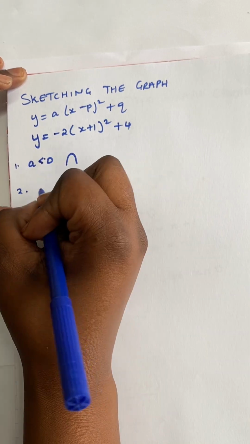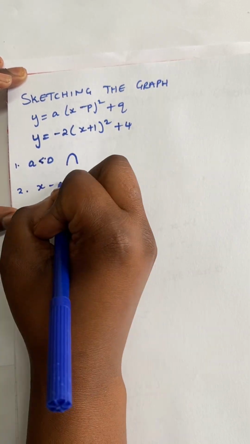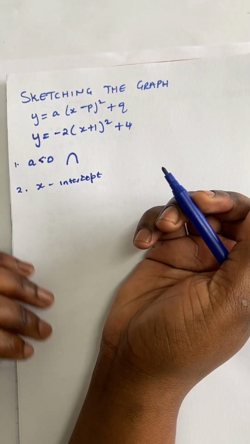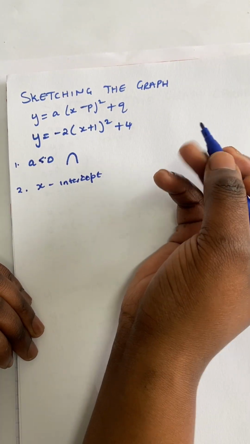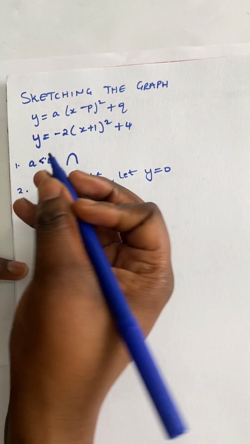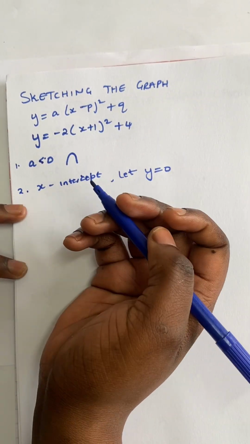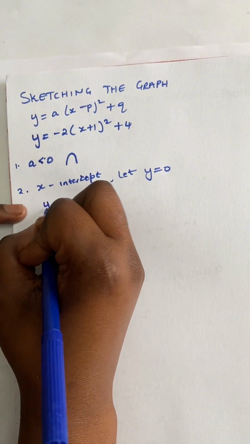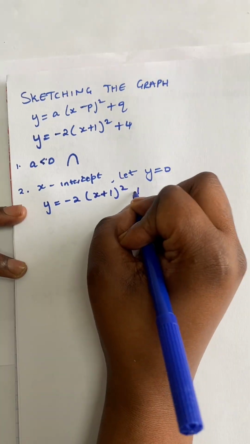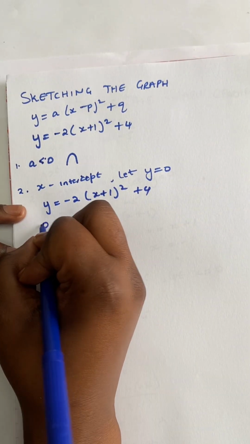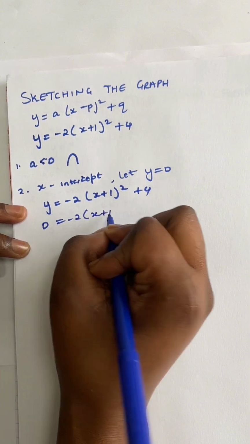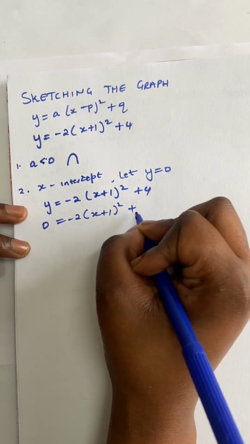Let's start with x intercept. You know that when finding an x intercept, you let y equal to 0. So what happens after that? You write your formula as it is, and where you see y, you put 0: 0 = -2(x + 1)² + 4.